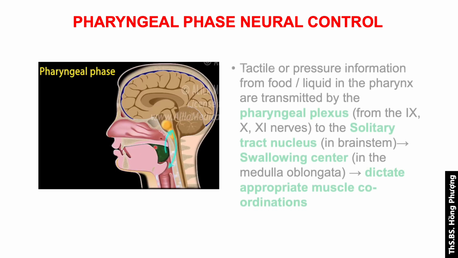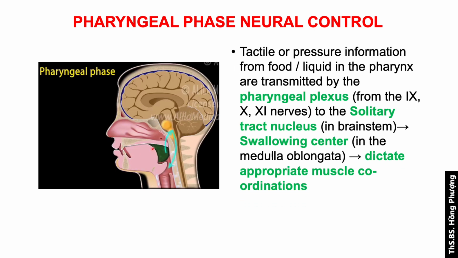In the pharyngeal phase, tactile or pressure information from the food or liquid in the pharynx is transmitted by the pharyngeal afferents from the 9th, 10th, and 11th nerves to the solitary tract nucleus in the brainstem, then to the swallowing center in the medulla oblongata. The swallowing center will dictate appropriate muscle coordination.